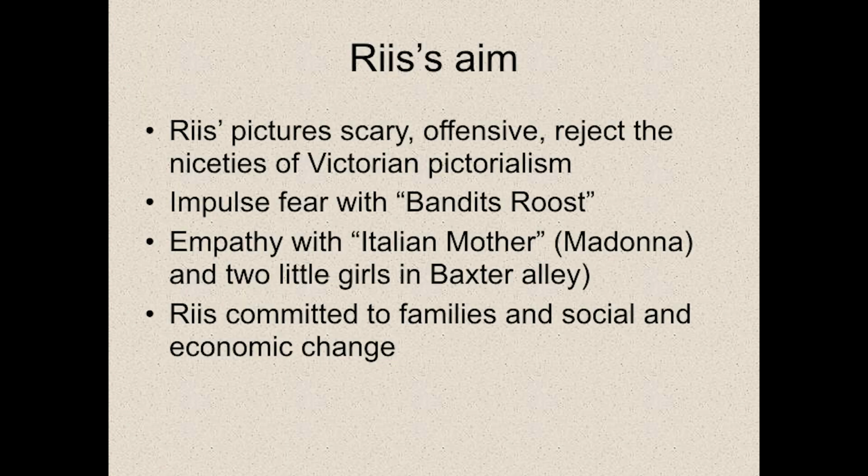So Riis's aim was to show pictures that were scary, offensive, and to reject the niceties of Victorian pictorialism. He showed his audience fear with Bandit's Roost, empathy with the Italian mother as a Madonna, and then the two little innocent girls in Baxter Alley. Riis's commitment was to families and social and economic change.